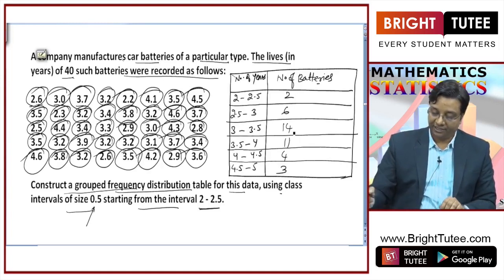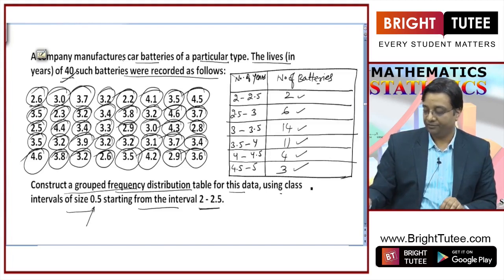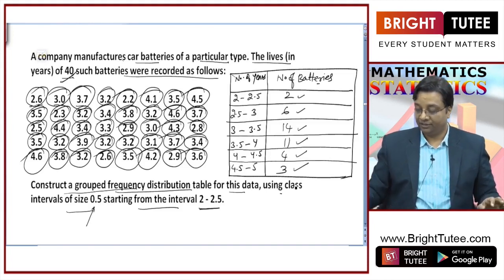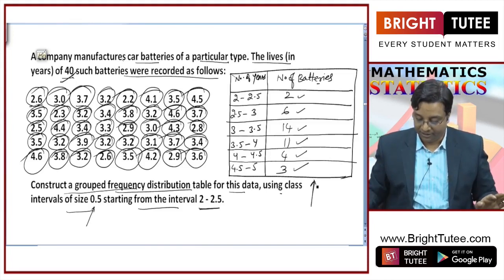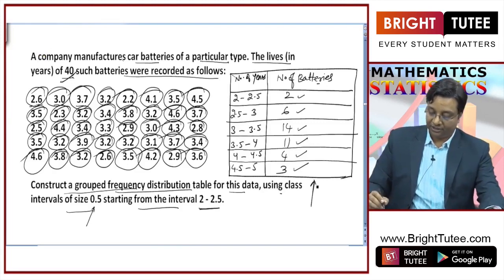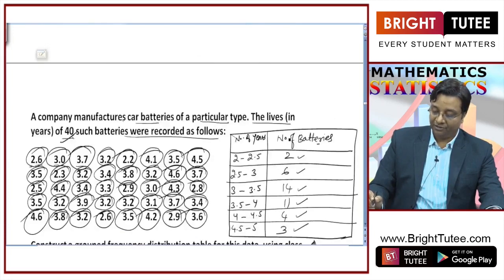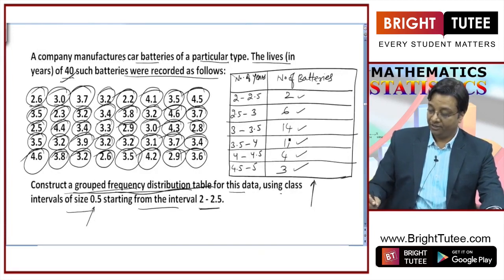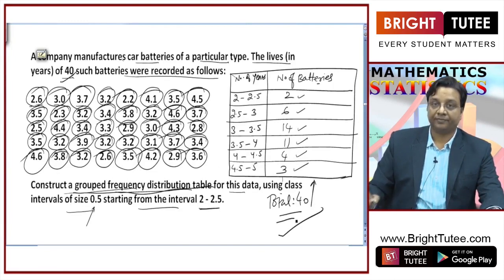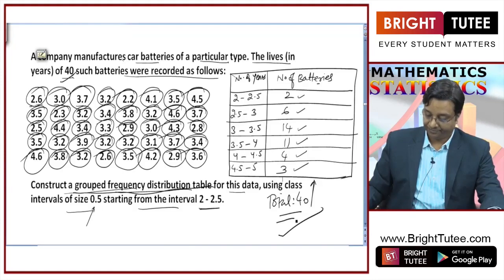Now I'll add these and check whether these are 40 or not. 8, 22, 33, 37, 40. So yes, this table is for the 40 batteries, right? So this is the grouped frequency distribution table for the lives of these 40 batteries, where total batteries are 40. Okay, so this was about this exercise.